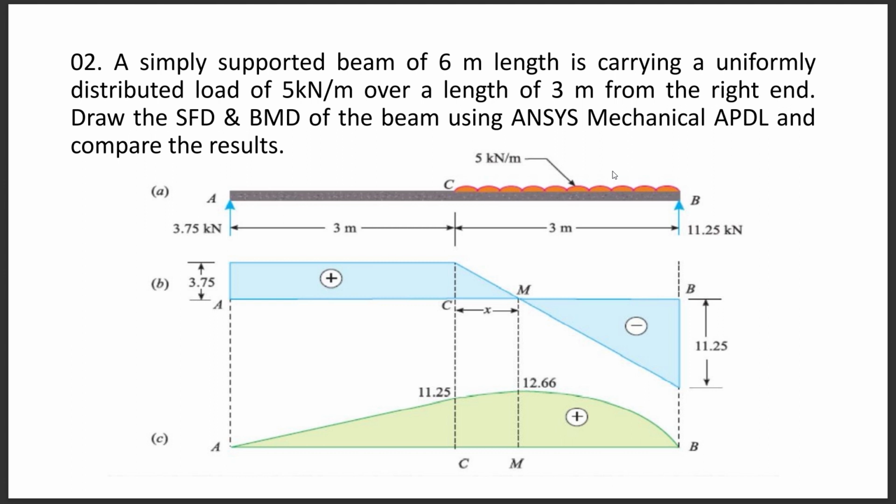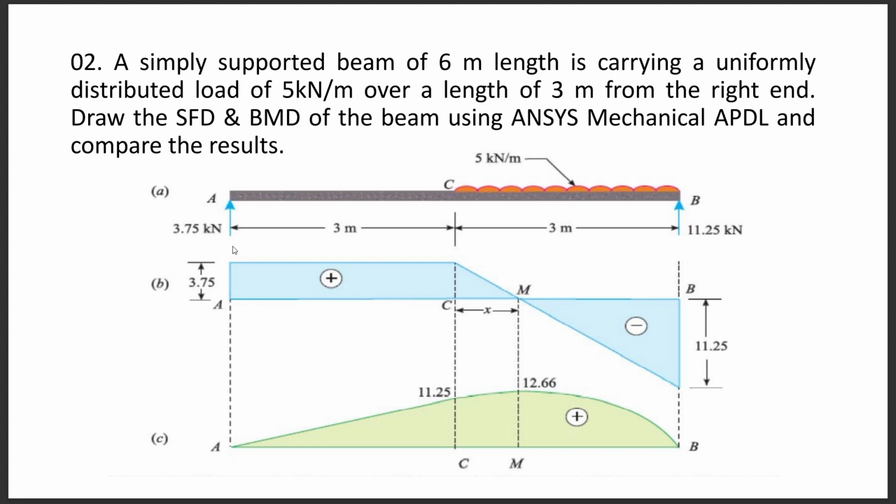We have to compare the results because we are already getting the results from the question paper itself. It has a maximum bending moment of 12.66 kN meter, and you can also see the maximum shear force is 3.75 kN, and the minimum shear force is 11.25 kN. We need to analyze this using ANSYS Mechanical APDL, and then after analyzing, we need to compare the results. So without wasting time, let us start the problem.